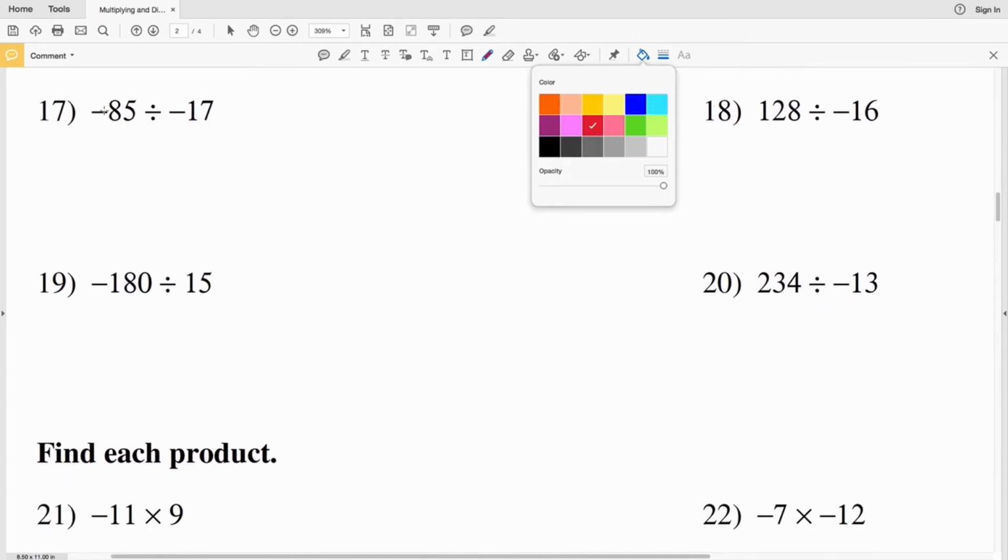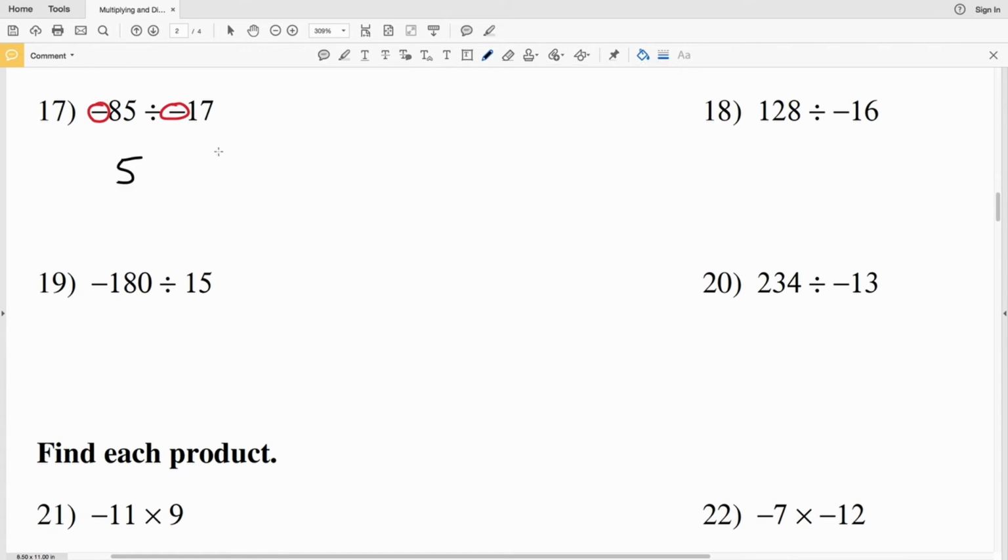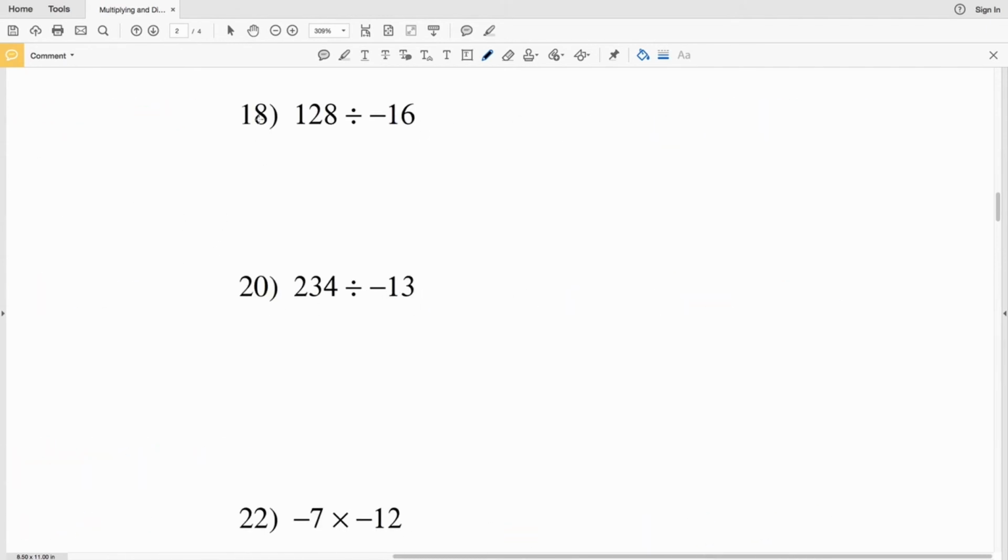For 17, we have a negative divided by a negative, which is a positive. So 85 divided by 17 is 5. So negative divided by a negative is positive. 85 divided by 17 is a positive 5. Number 18, we have a positive divided by a negative. So our resulting answer is going to be negative. 128 divided by 16 is 8. So our answer is a negative 8.